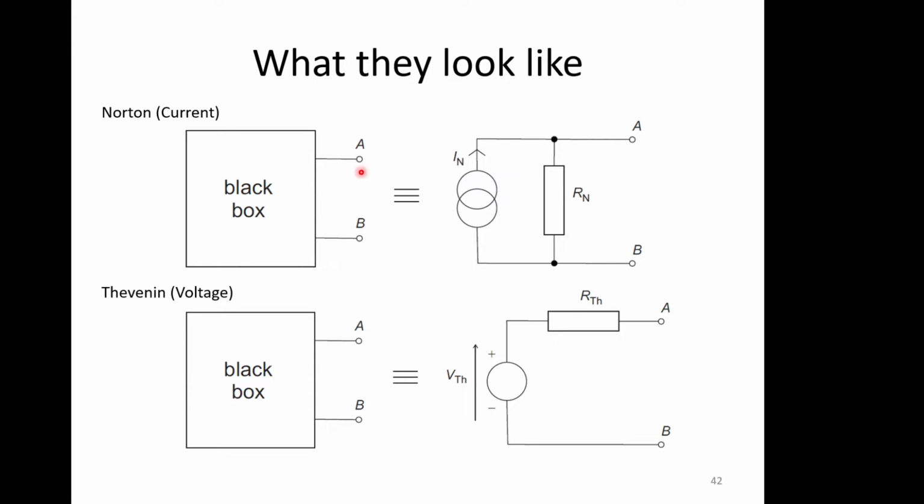Right, so we can turn our black box into an equivalent circuit, and we have a choice of equivalent circuits. We can either say this whole thing, whatever's in here, is the equivalent of one current source and one resistor, and this is a practical current source, remember. And in the Thevenin case, the black box could be the same black box. All we know is it's got two terminals, A and B. We can model that as an equivalent voltage source and a resistance in series.